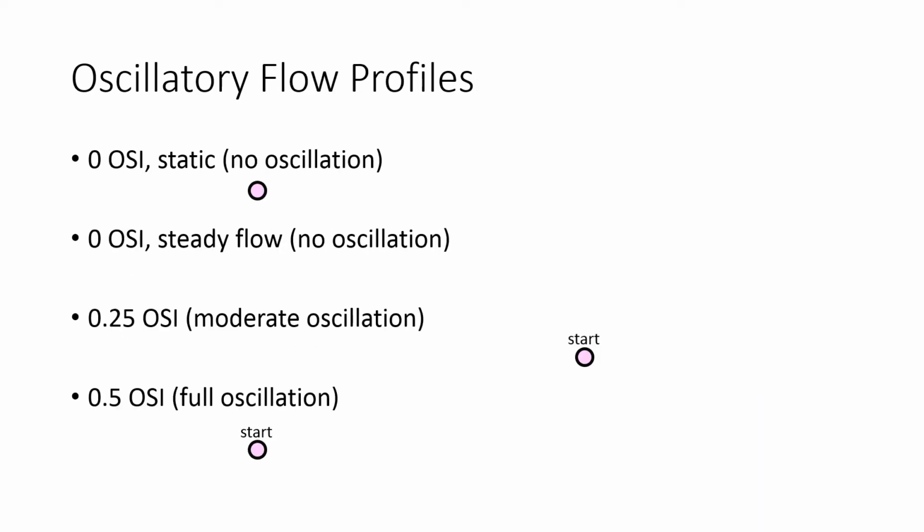This is an animated representation of OSI. At 0 OSI, fluid movement is either static or fluid moves steadily with no changes in direction, whereas at 0.5 OSI, fluid is in full oscillation. Any value in between can be considered moderate oscillation.